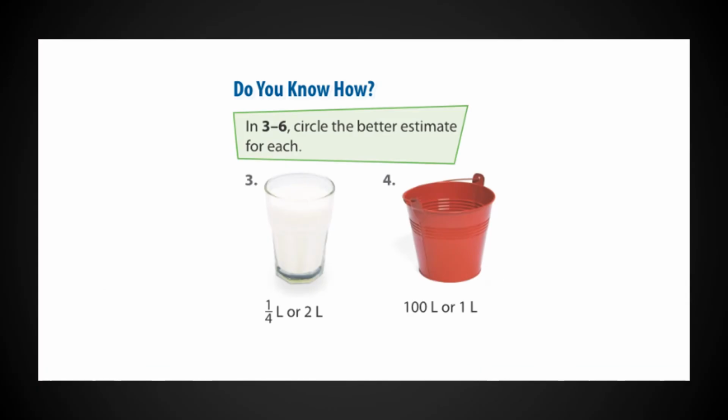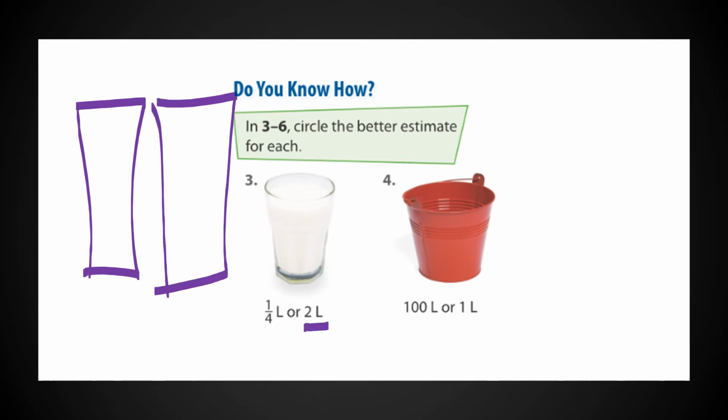Over here, I'm going to circle what is the best estimate. So when I'm looking at my glass of milk here, I think back to the earlier picture of that huge bottle of soda. And I think to myself, well, that would take me a while to drink. And this is 2 liters, so that would be 2 of these big ones. And I'm thinking, that's probably not what a glass would look like. So this particular one, the correct answer would be 1/4 of a liter.